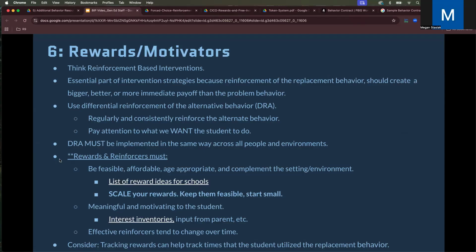Another thing to keep in mind is if we track rewards, like when we're giving them to the student or when the student achieves them, we could also use this data to help us track which rewards are rewarding to them, but also how often they're using that replacement behavior, since that's when they're earning the reward, which we can then use for progress monitoring. So there's a lot of ways that you can collect data and use it in multiple capacities.